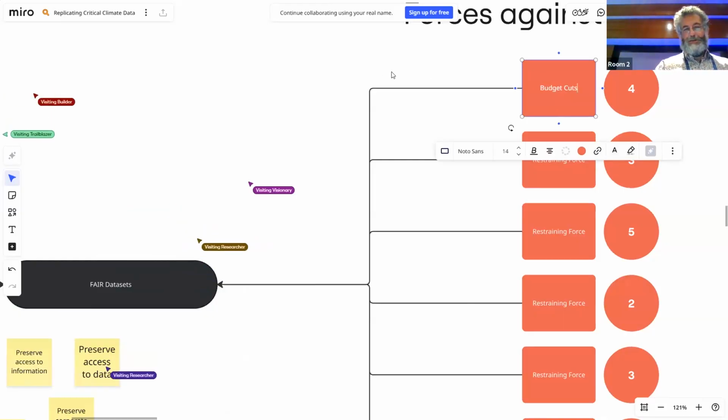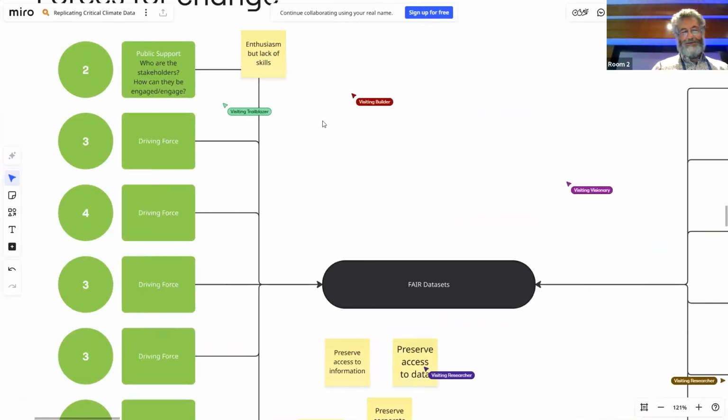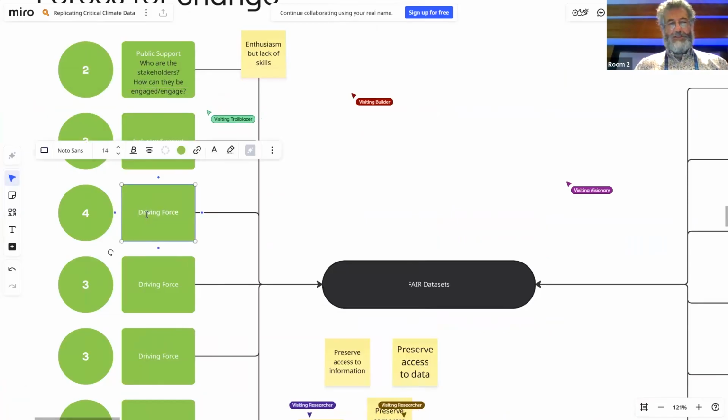So budget cuts, definitely a restraining force. Back on this side, it sounds like industry support is something that we know can be beneficial. And I guess what we've also said is international support.